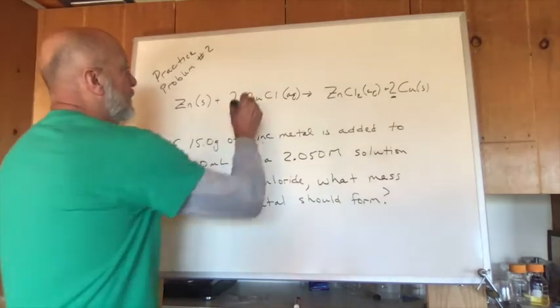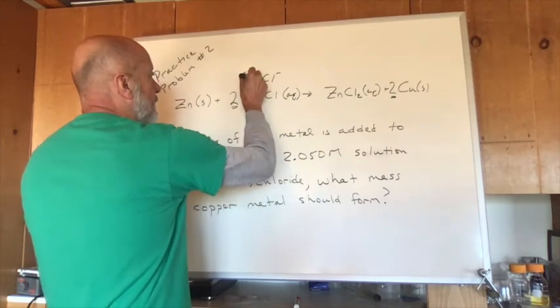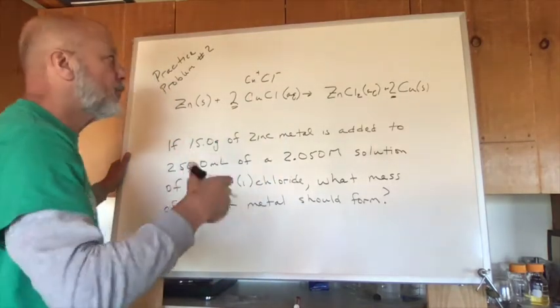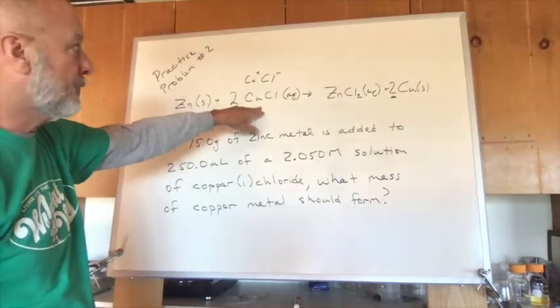How do I know it's copper 1 chloride? Just to give a little review, chloride is always single minus. So what is the charge of copper if it's 1 for 1? It has to be single plus. Copper 1 chloride. So I'm going to add zinc to this solution of copper 1 chloride.